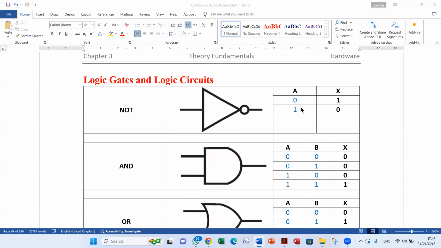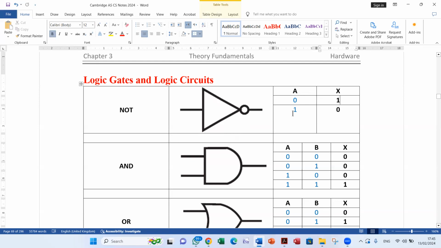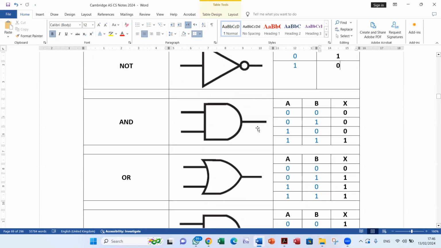Okay? Then we have what we may call the truth table. And it only has one input, A. If the input A is 0, then the output X is 1. If input A is 1, the output X is 0. This is the only gate that receives only one input. Okay? So this is the NOT gate.